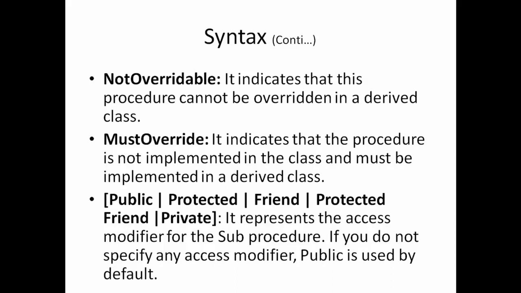As I have already specified, Public, Protected Friend, and Private are the access specifiers, or access modifiers, which are used with the procedure, that is, either with the subroutine or with the function. By default, the Public keyword is used.